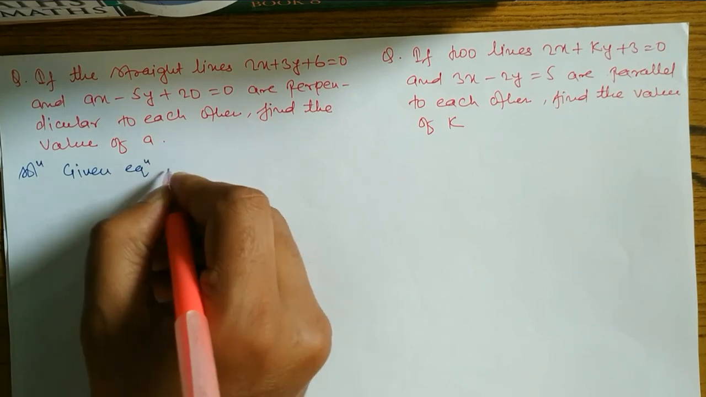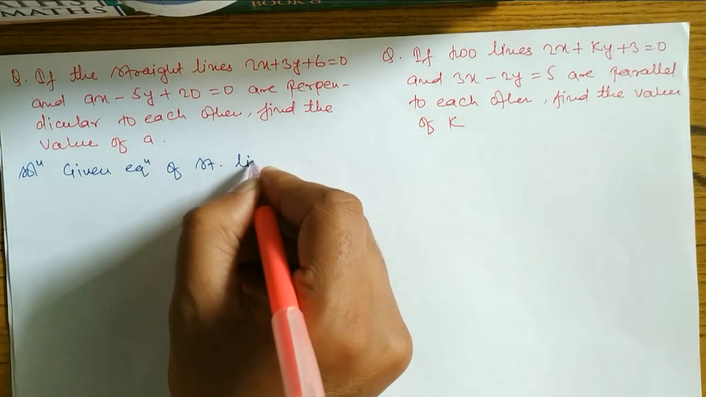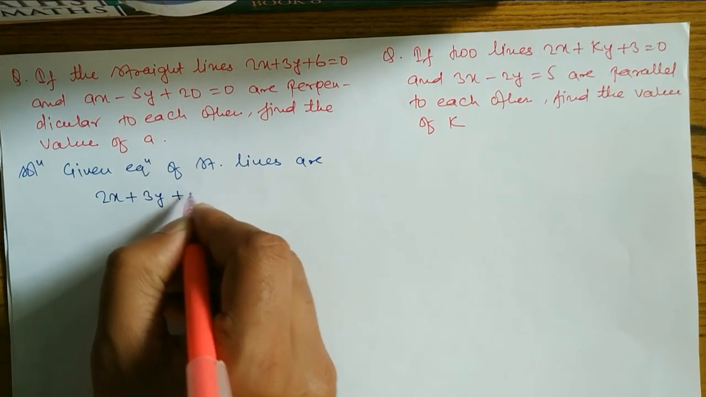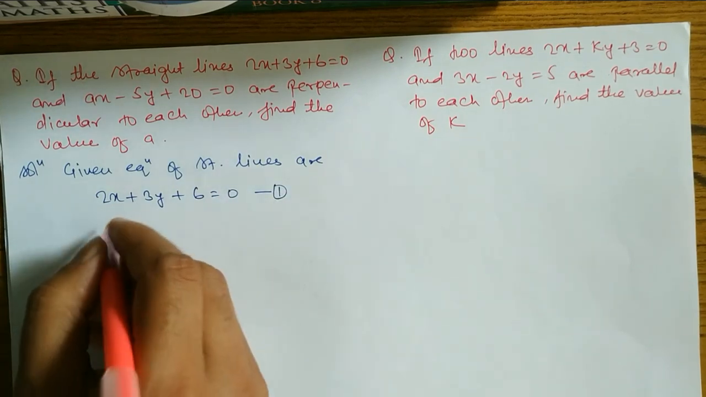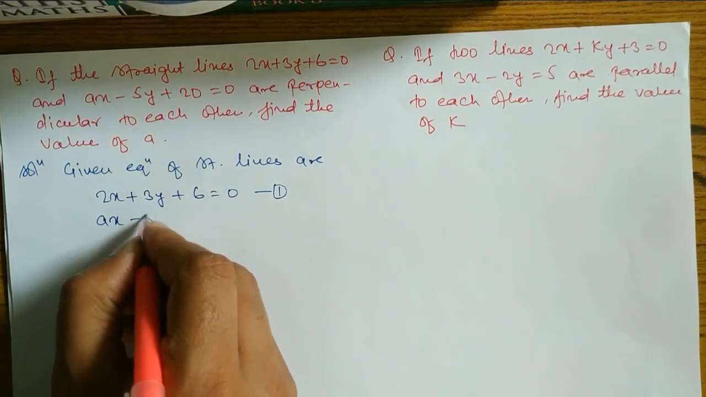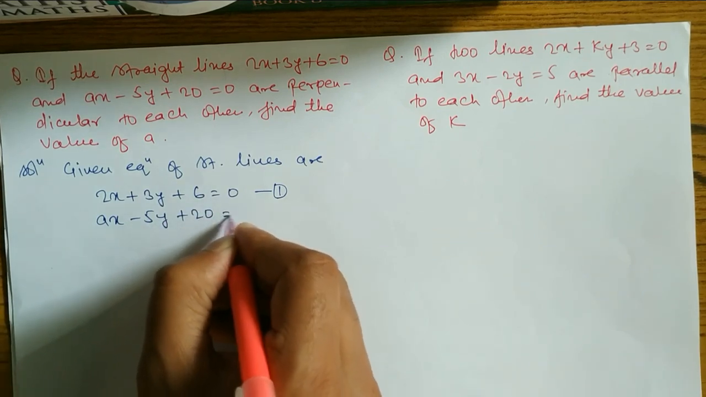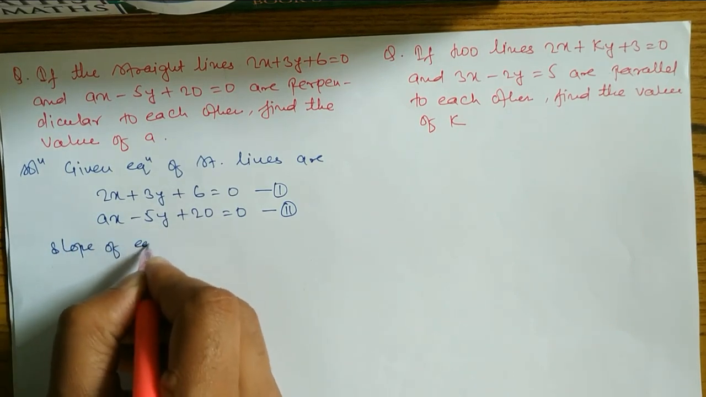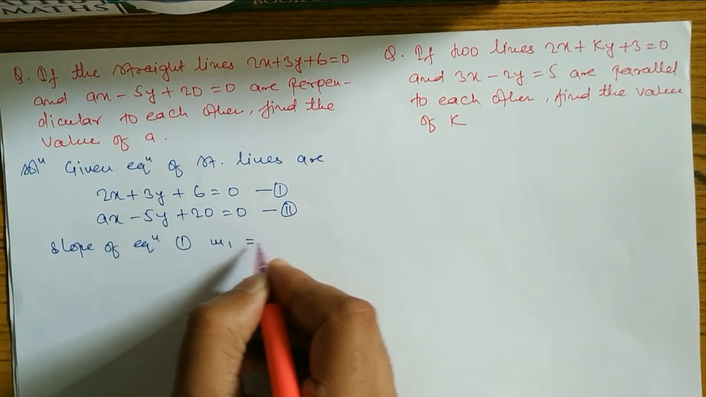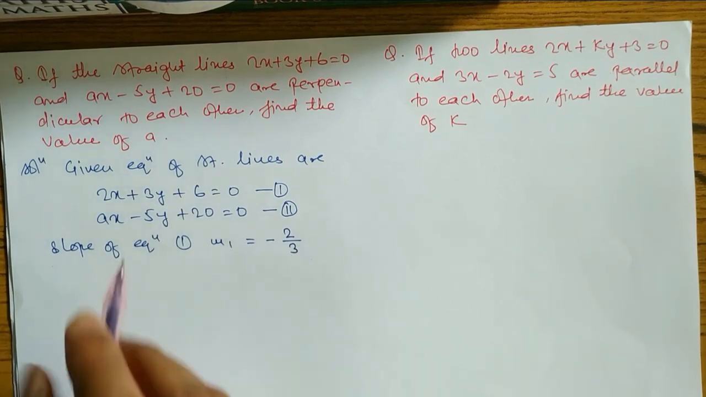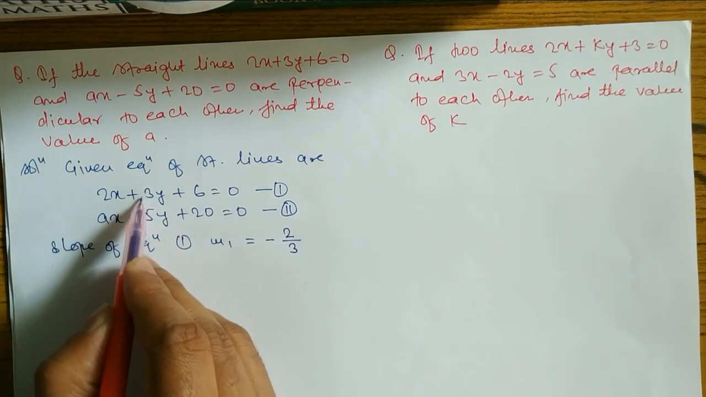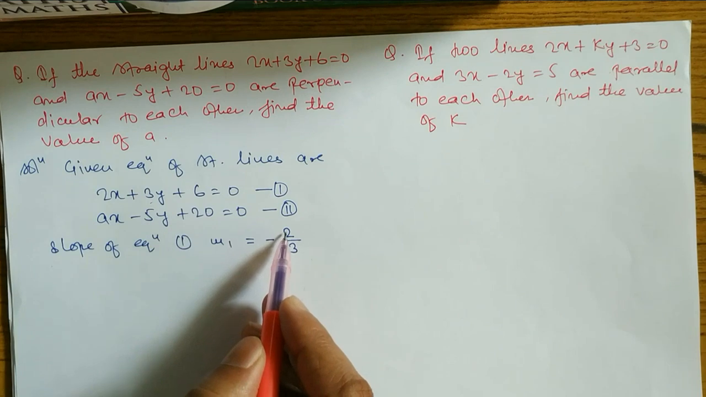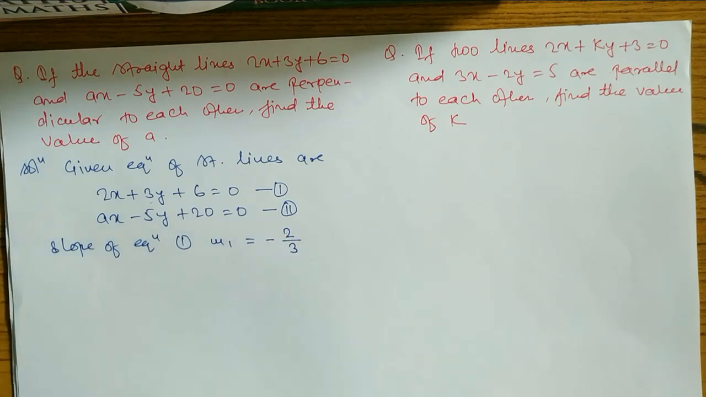Given equations of straight lines are 2x plus 3y plus 6 is equal to 0, equation 1, and Ax minus 5y plus 20 is equal to 0, equation 2. First of all we have to find the slope of equation 1. m1 is equal to minus coefficient of x by coefficient of y. Coefficient of x is 2 and coefficient of y is 3. This is the formula: slope is equal to minus coefficient of x by coefficient of y.